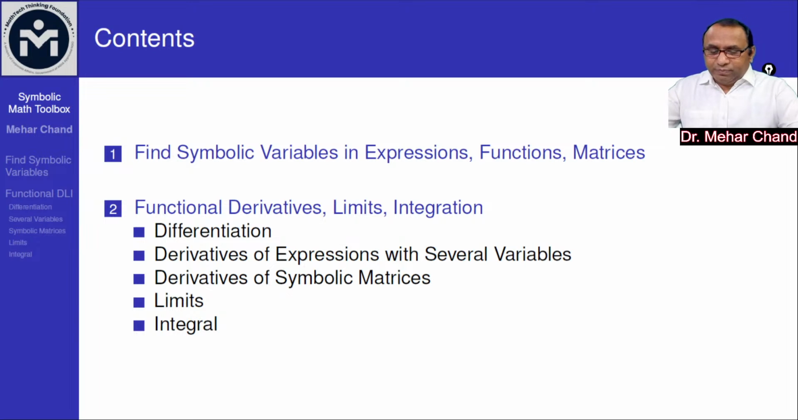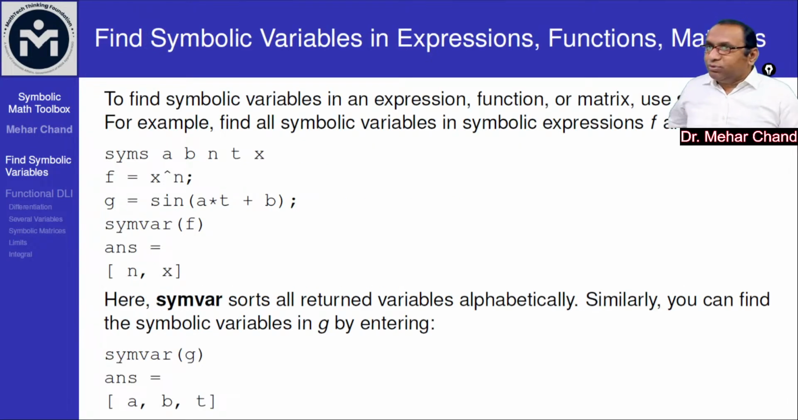As you know, we declare symbolic variables in MATLAB using syms, and we usually declare the variables which are involved in our function. According to that, we decide and use them. So to find the symbolic variables in an expression, function, or matrix, we will use the symvar function.